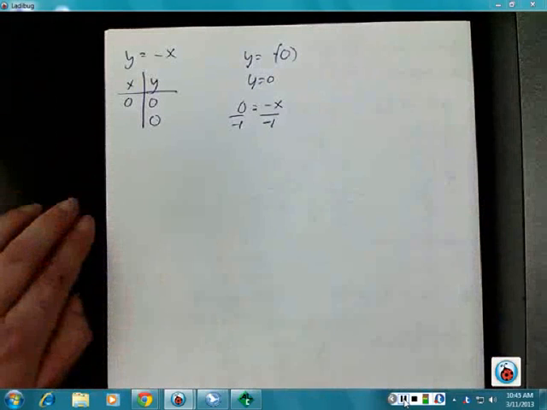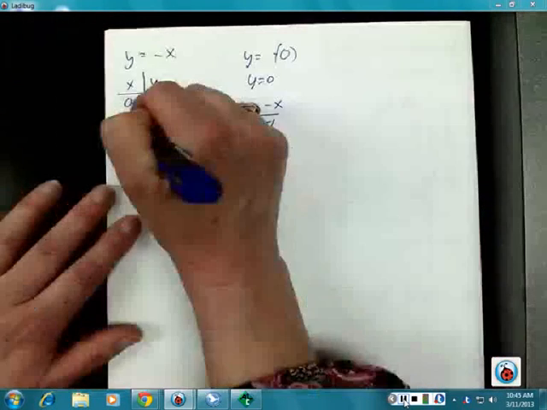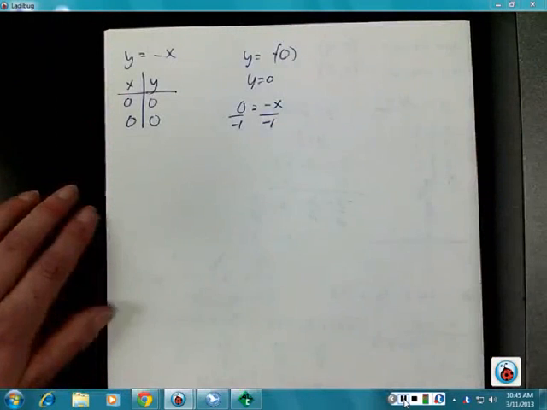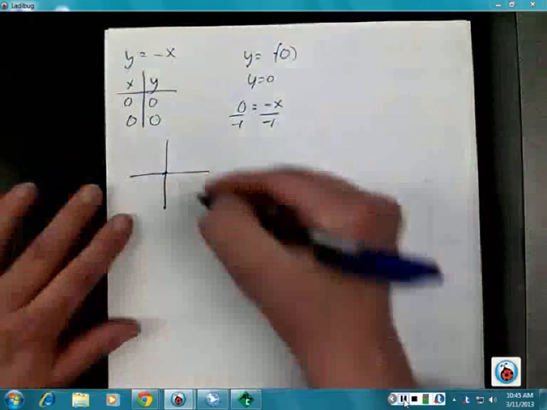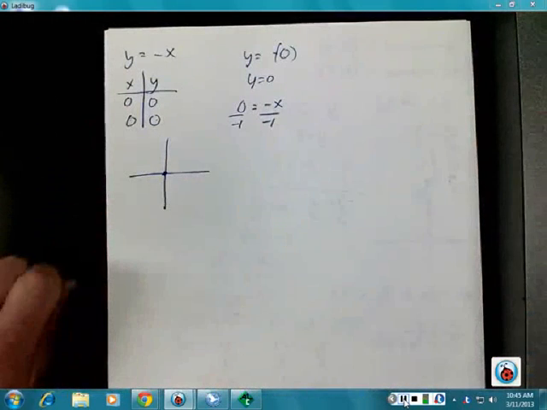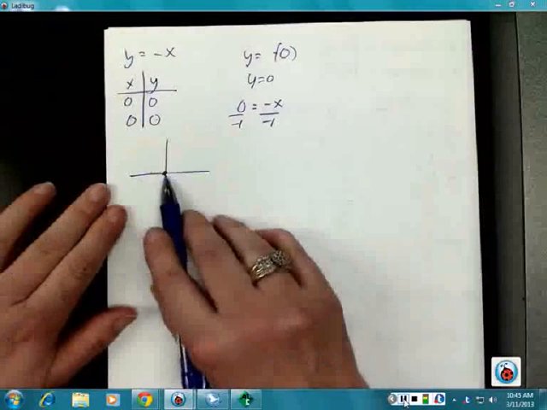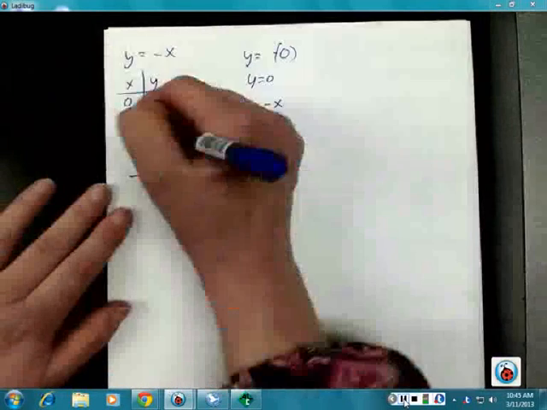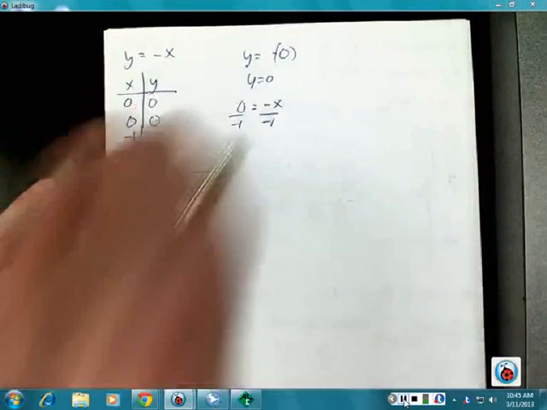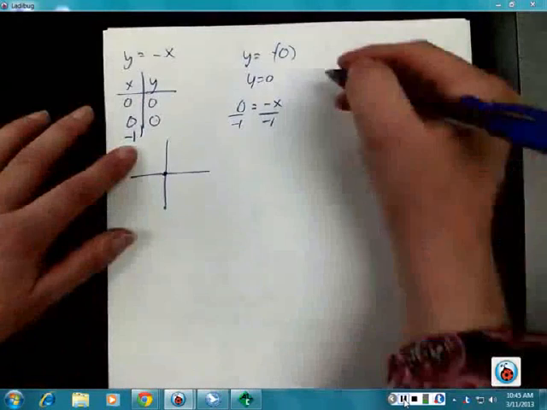Did I get 2 points? I got 1, don't I? All I have on my graph is I've got the origin plotted twice. So when your x-intercept is also your y-intercept, because they're identical to each other, you need to get another point. So if I put a -1 in, what happens?